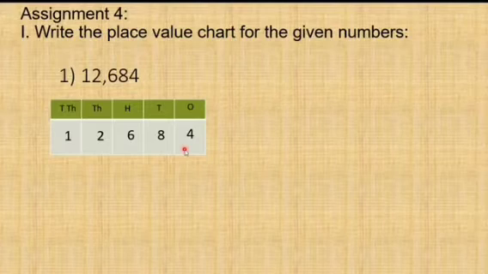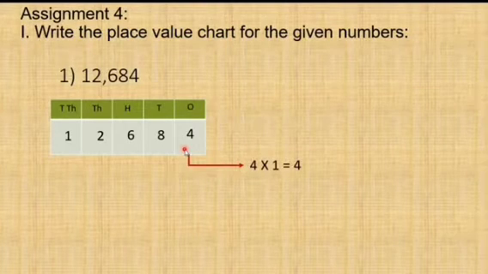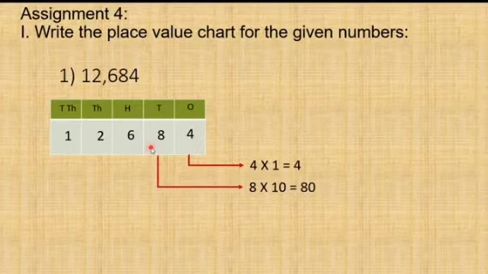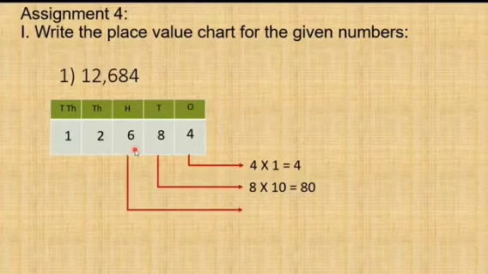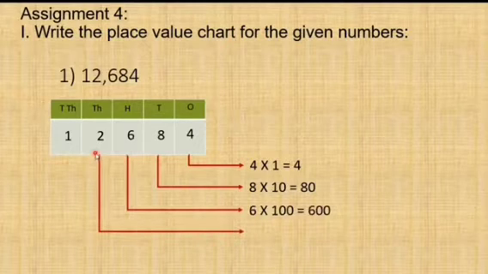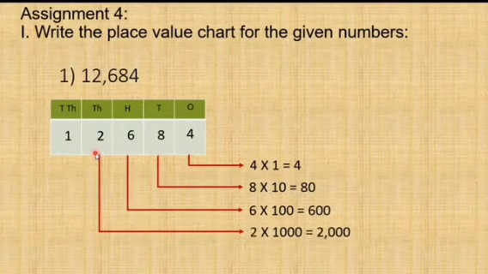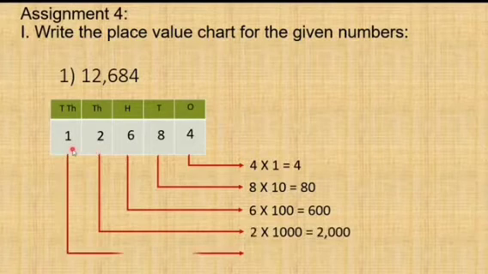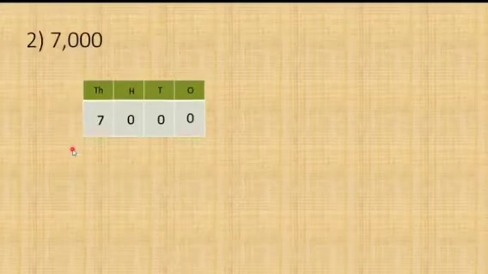So the place value of 4 becomes 4 multiplied by 1 is equal to 4. Then 8 in the tens place gets a place value of 8 into 10 is equal to 80. Then 6 in hundreds place gets a place value of 6 into 100, which is equal to 600. Then 2 in thousands, 2 into 1000, 2000, and 1 in 10,000's place, 1 into 10,000 is equal to 10,000.